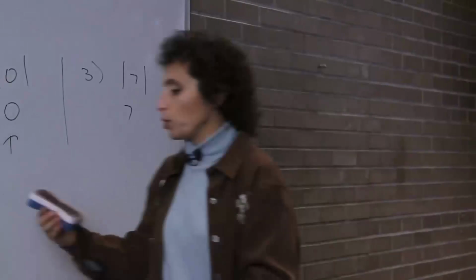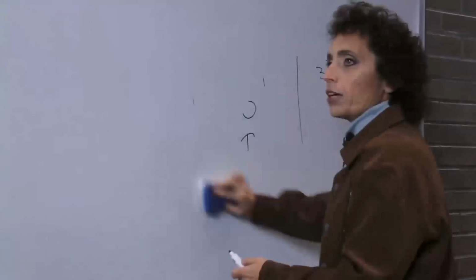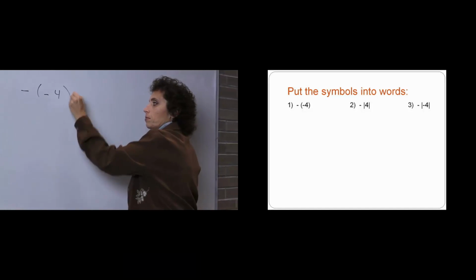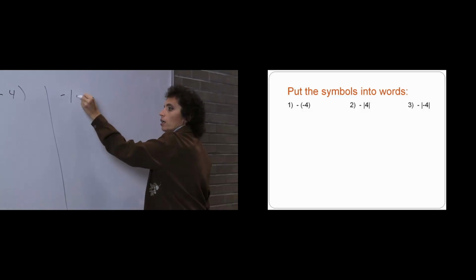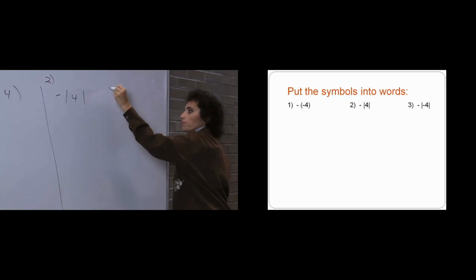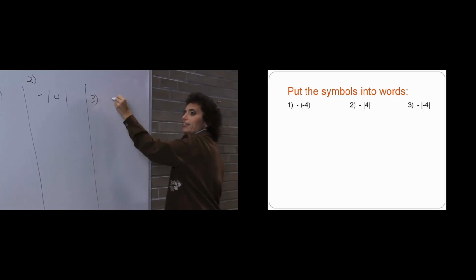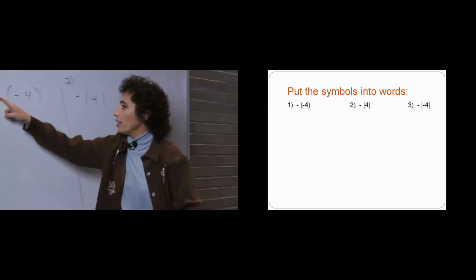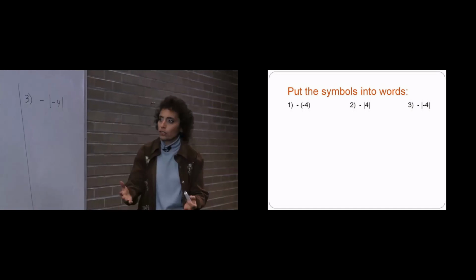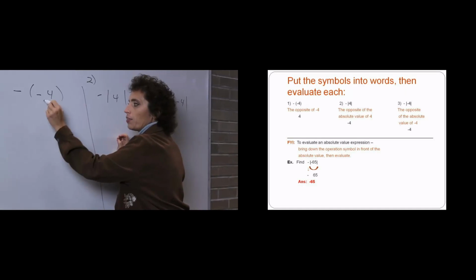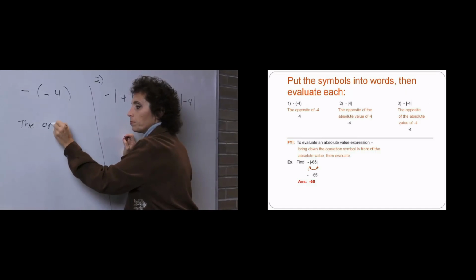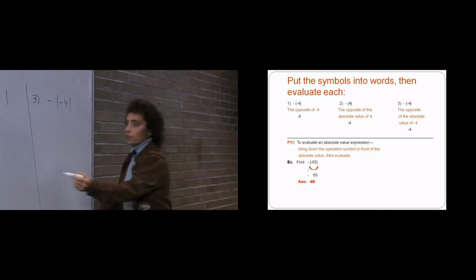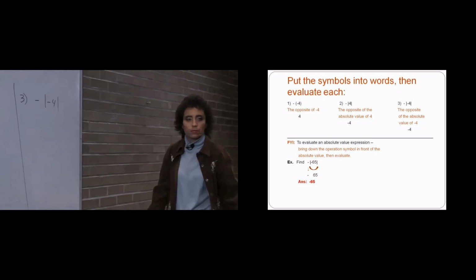Okay, let's look at a little bit more notation. Okay, put the symbols into words. Oh, this is a little different. Here we go. We're going to try not to make you crazy here. We may not succeed. Okay, remember what the sign, that symbol in the front means. Okay, so let's try this. This is the opposite of -4. Okay, and if you care, that answer is 4. But that's what that says.